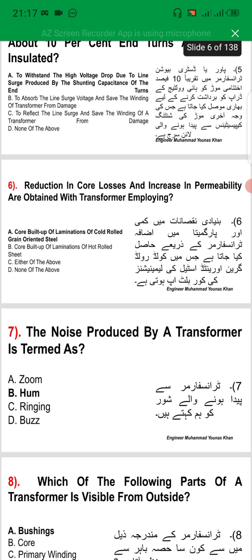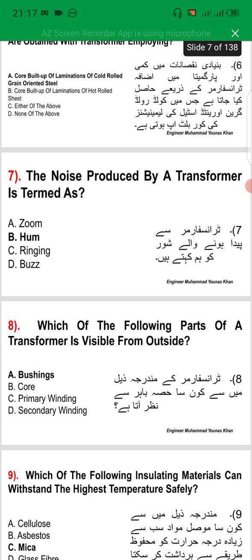Reduction in core losses and increase in permeability are obtained with a transformer employing a core built up of laminations of cold rolled grain oriented steel. The noise produced by a transformer is termed as hum. Which of the following parts of a transformer is visible from outside? Bushings.